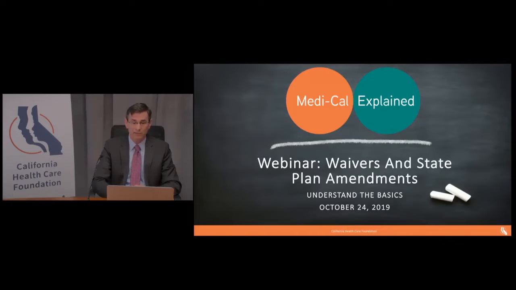Another avenue for advancing reforms identified through the CalAIM process is by amending the state plan for the Medi-Cal program. The state plan is the contractual agreement between the state and the federal government that describes the nature and scope of the Medi-Cal program. State plan amendments, or SPAs, reflect program changes, corrections, or updates to the state plan.